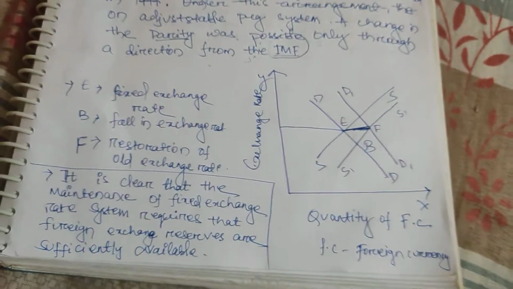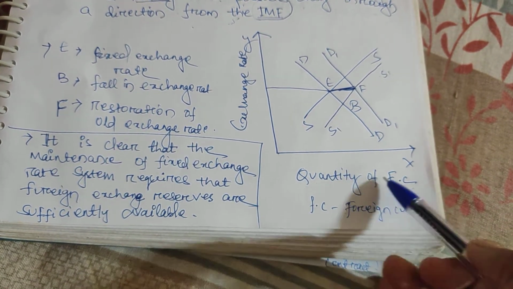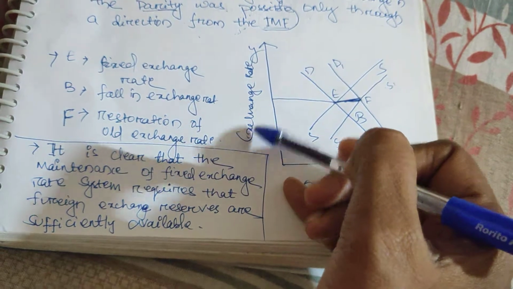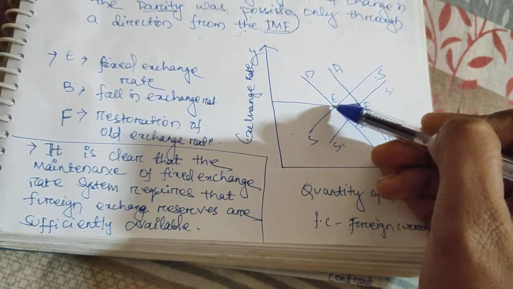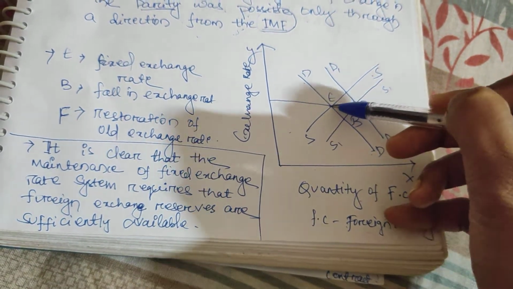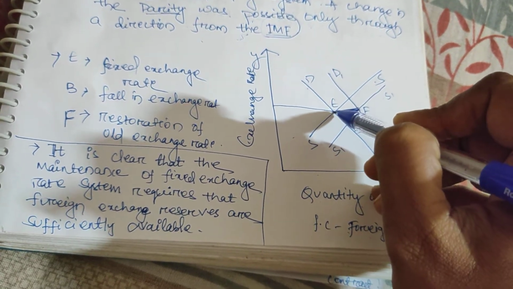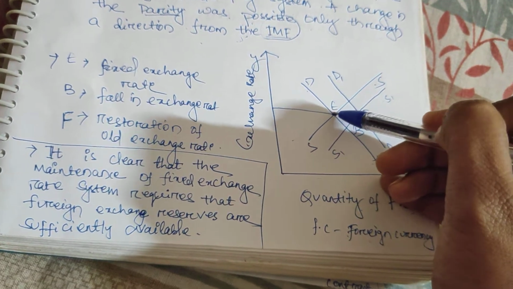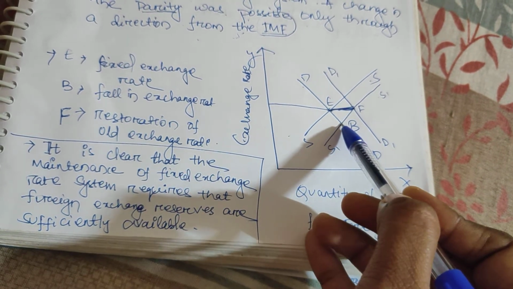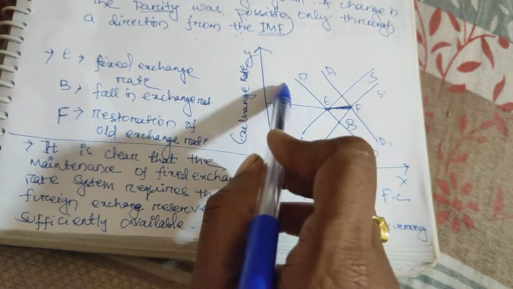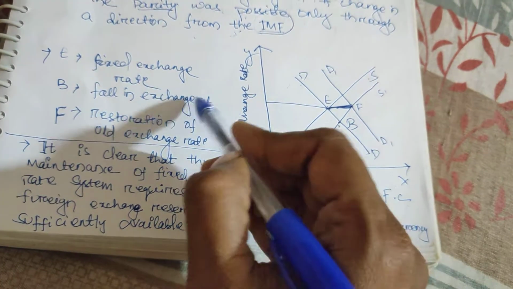Now we will explain the fixed exchange rate in a diagram. See, on the x-axis we took quantity of foreign currency, I wrote here FC means foreign currency. On the y-axis we took exchange rate. DD means demand curve, SS means supply curve of foreign exchange. Where demand and supply of foreign exchange intersect each other, that is the point E, the fixed exchange rate. Suppose demand increases; on the same supply curve, the new demand curve intersects at another point, that is the point B. That point B is known as fall of exchange rate.